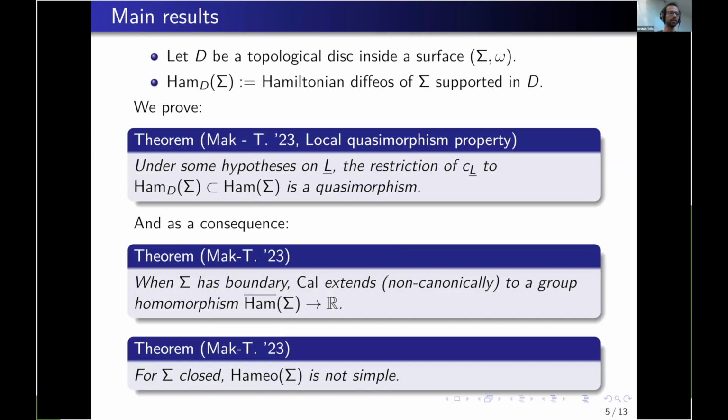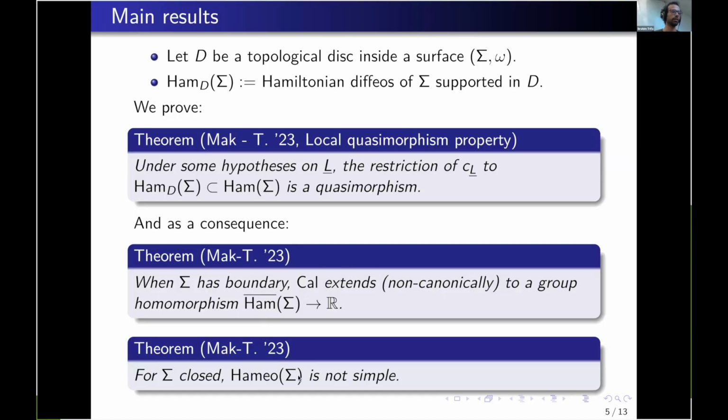Maybe I can give you some explanation as to why this result can be interesting. First of all, the fact that Calabi extends to a group homomorphism from Ham bar to R means that one can take its kernel, and this gives us a new proper normal subgroup of Ham bar. So this gives us a new proof of the non-simplicity of Ham bar of sigma.